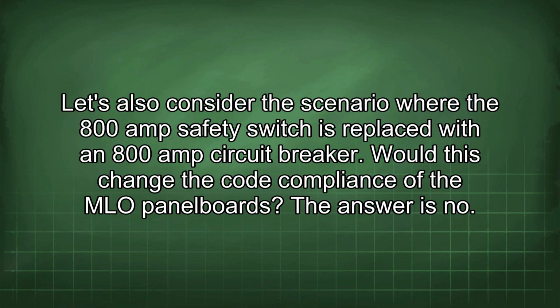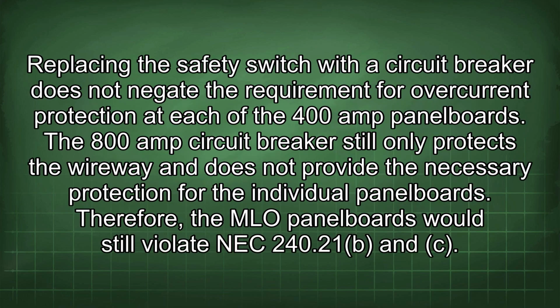Let's also consider the scenario where the 800 amp safety switch is replaced with an 800 amp circuit breaker. Would this change the code compliance of the MLO panelboards? The answer is no. Replacing the safety switch with a circuit breaker does not negate the requirement for overcurrent protection at each of the 400 amp panelboards. The 800 amp circuit breaker still only protects the wireway and does not provide the necessary protection for the individual panelboards. Therefore, the MLO panelboards would still violate NEC 240.21(B) and (C).